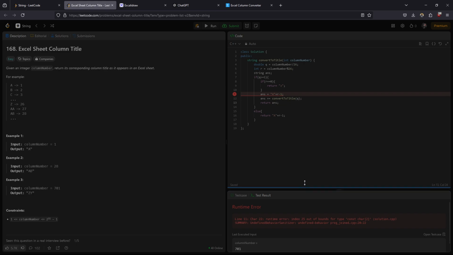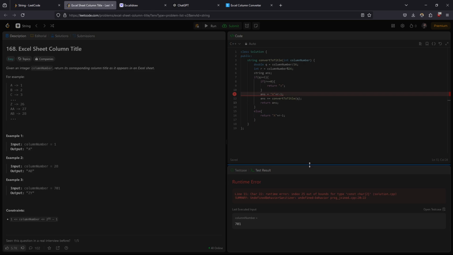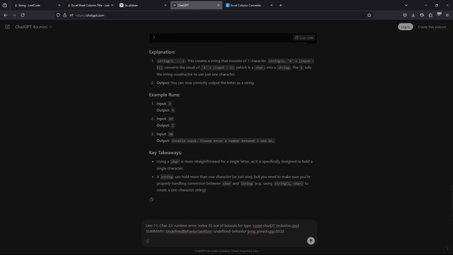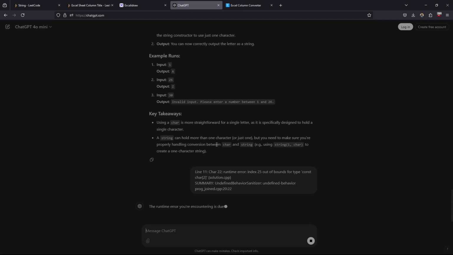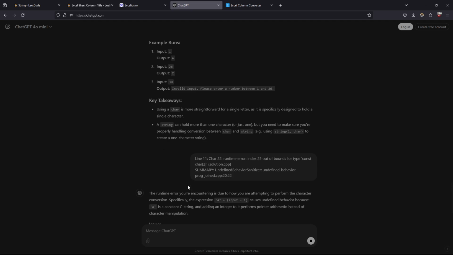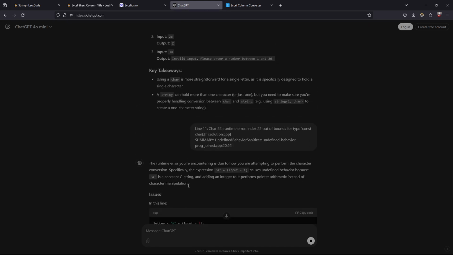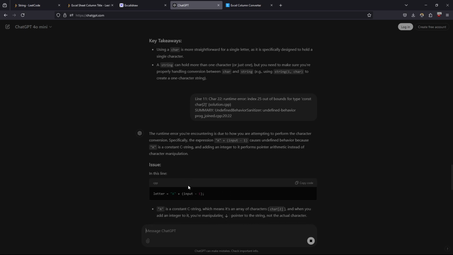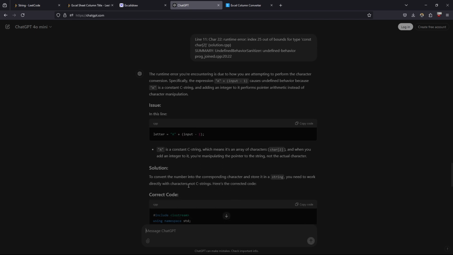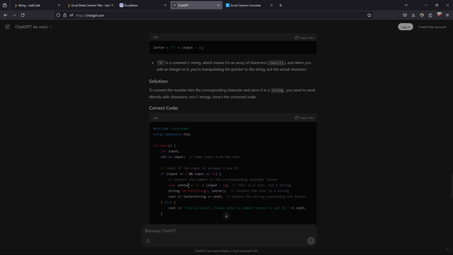Runtime error: index 25 out of bounds for type const. What does it mean? Let's feed the error to ChatGPT. The runtime error you are encountering is due to how you are attempting to perform the character conversion, which causes undefined behavior. It is a constant string and adding an integer to it performs pointer arithmetic instead of character manipulation. Issue, solution, corrected code.